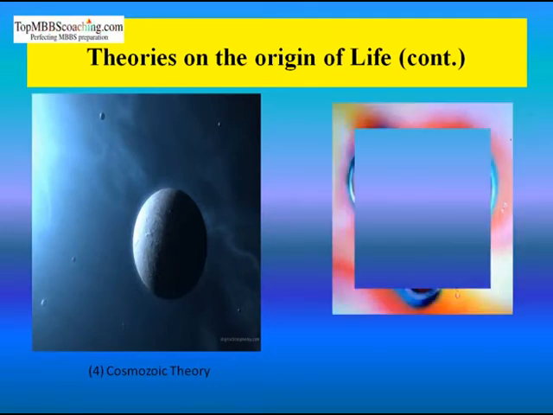Next is the cosmozoic theory. Another name of the cosmozoic theory is the theory of panspermia. It was given by Richter, Helmholtz and Arrhenius. They suggested that life reached Earth from some extraterrestrial heavenly body in the form of microbes, sperms, seeds and spores. In short, life in the form of resistant spores, called panspermia, reached this Earth accidentally from other planets and developed into organisms.